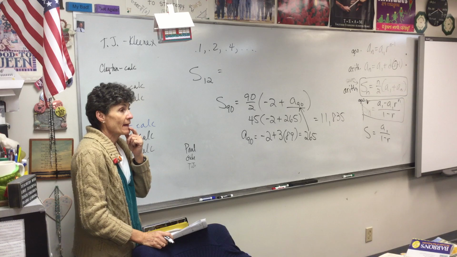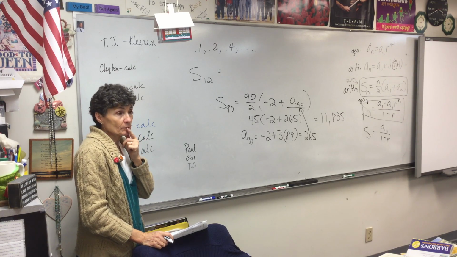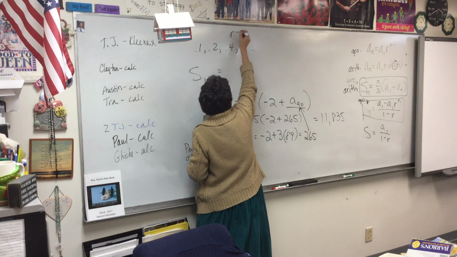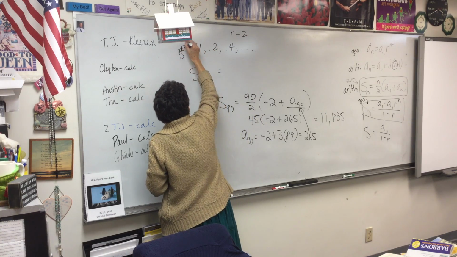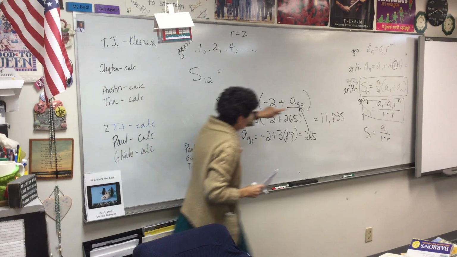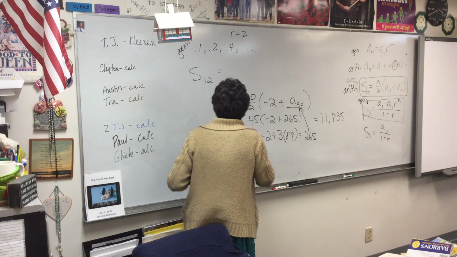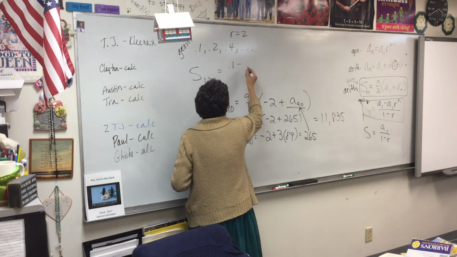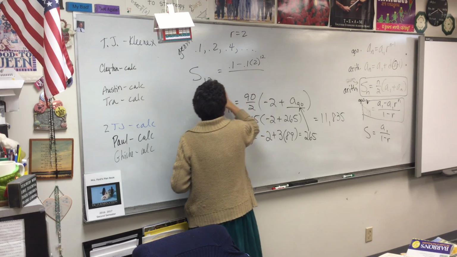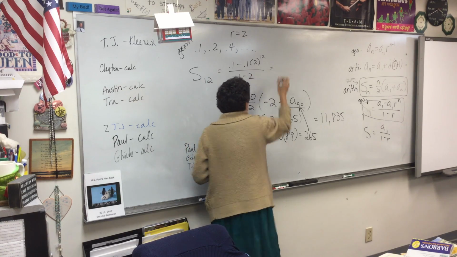Is it arithmetic? What am I adding? You're multiplying by 2. I'm multiplying by 2. So my ratio is 2. This is geometric. I'm multiplying by 2. It's a sum, so I'm going to use this formula right here, my geometric sum. So here we go. A sub 1 minus a sub 1 times r to the nth, n is 12, they tell me n is 12, over 1 minus the ratio.